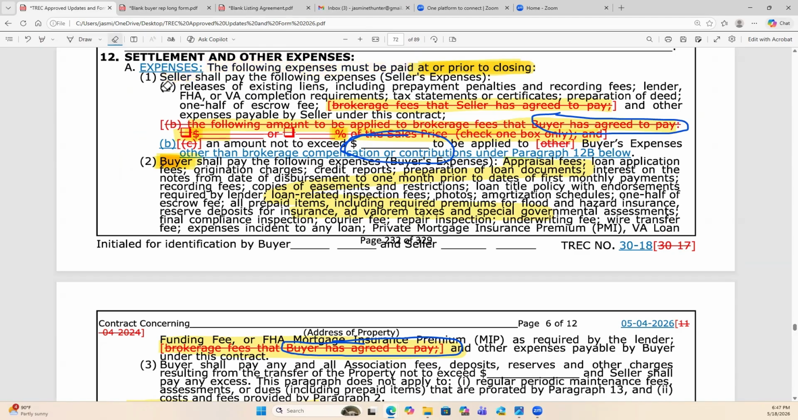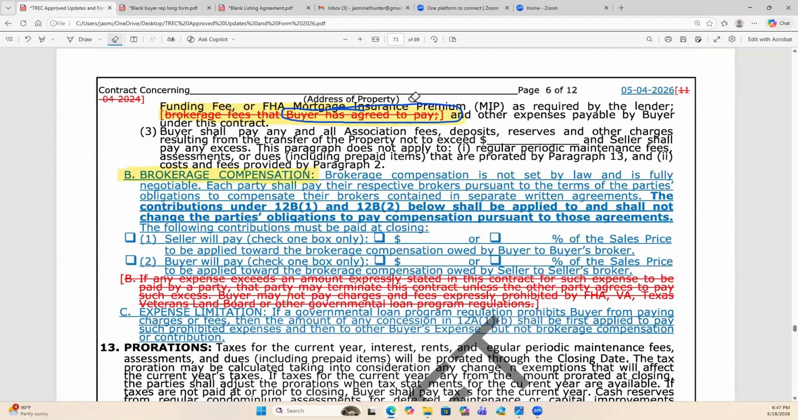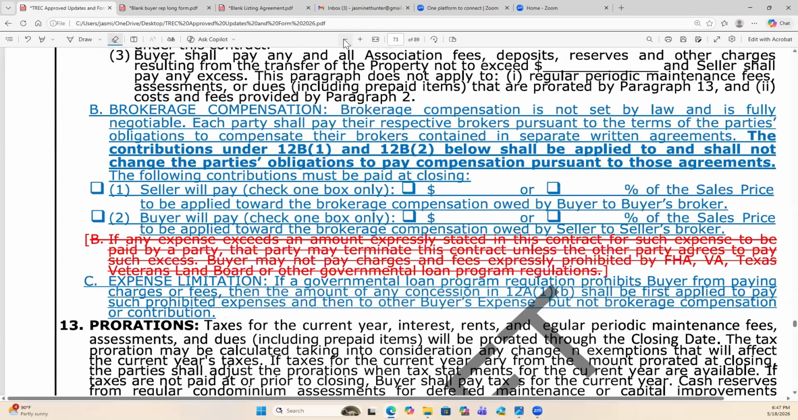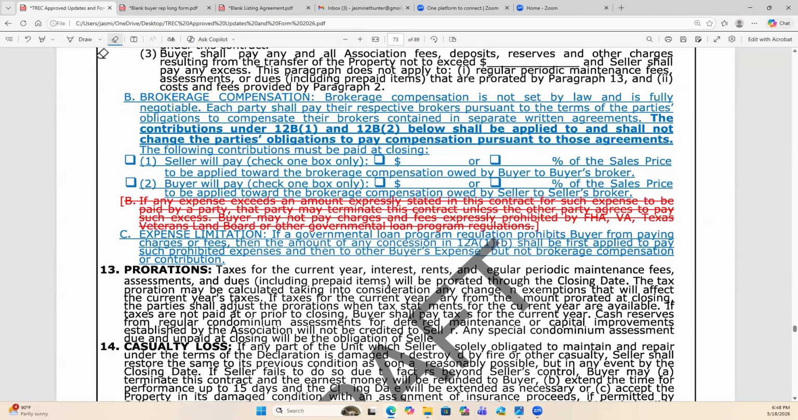So let me get rid of all this yellow so I can show you the new stuff, what they've changed here. Okay. The change is coming right down here. So what they're doing now is they're saying brokerage compensation in total. The brokerage compensation is not set by law, so they're giving you a disclosure and all these things. And just like in paragraph 8B before, where it said there should be some type of other agreement or whatever, they're kind of touching on that here.